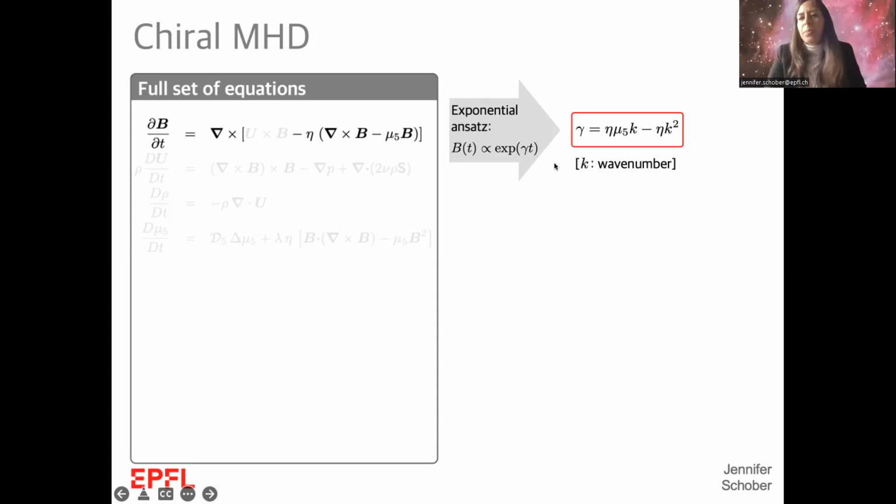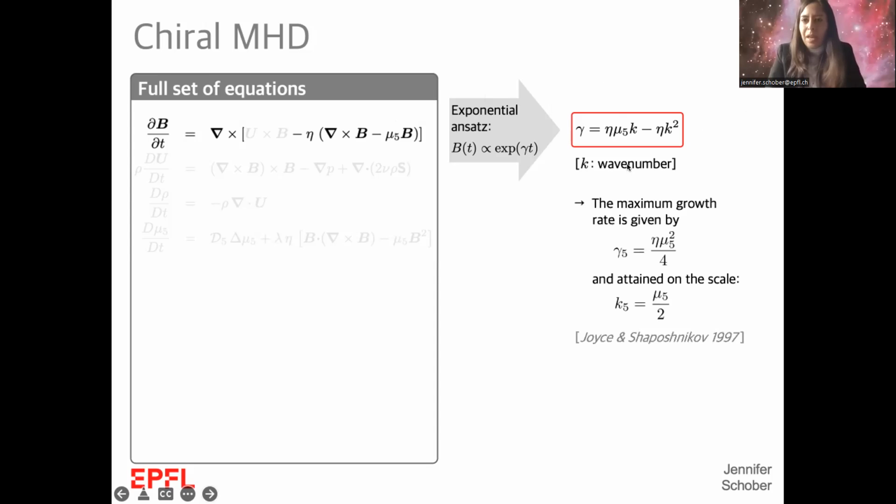this with an exponential ansatz and find the growth rate of this instability, which is related to the value of this chiral chemical potential, and the larger the chiral chemical potential, the smaller the spatial scale on which this instability occurs. And this is something that has been realized a rather long time ago, that the presence of the mu5 leads to an instability.